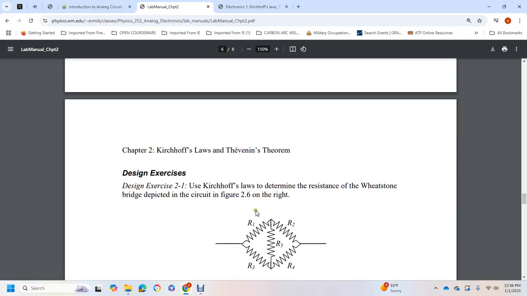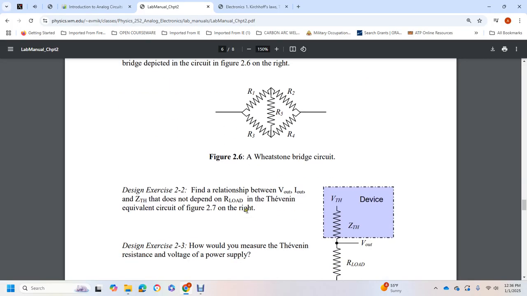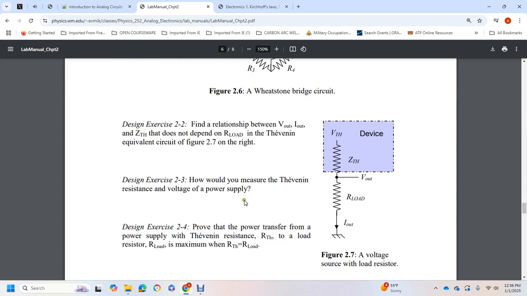Design exercise: use Kirchhoff's laws on a Wheatstone bridge, depicted in figure 2.63. So we have a resistive Wheatstone bridge circuit. Find the relation for the output voltage and output resistance. The Thevenin impedance does not depend on the load. The Thevenin equivalent circuit is on the right.